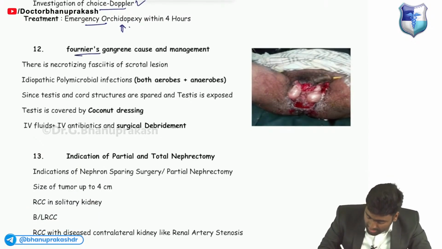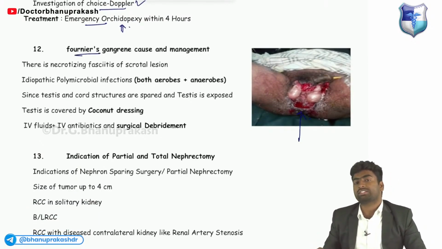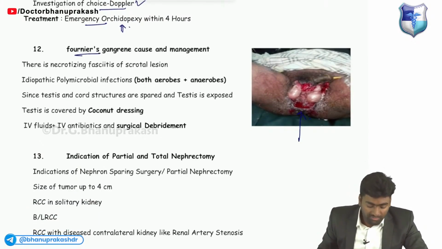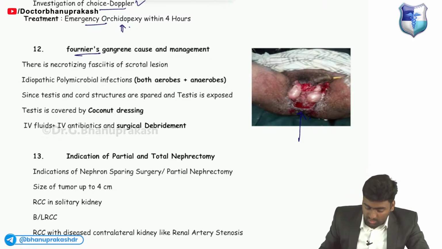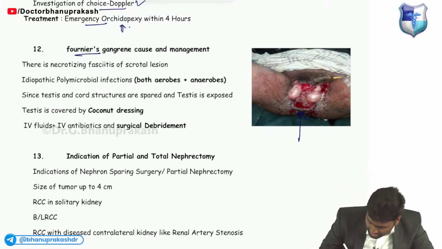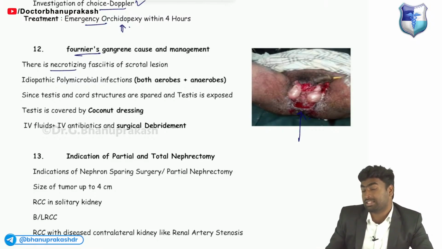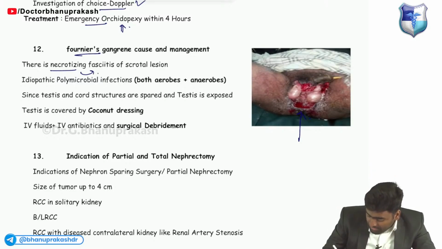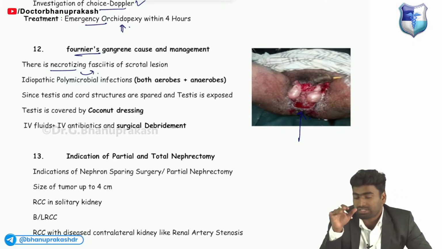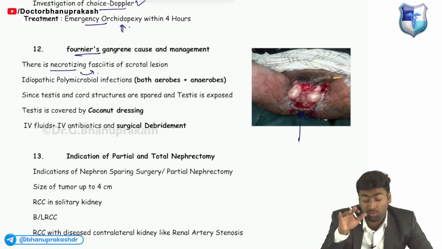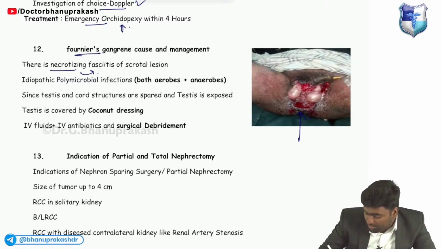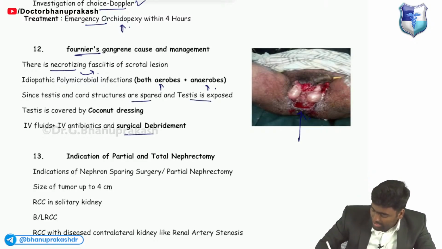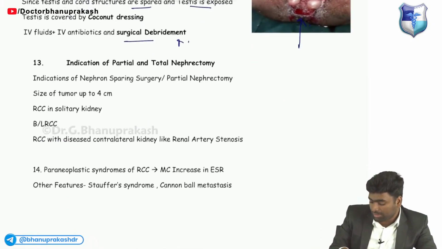And next is gangrene. The type of gangrene occurring at the level of the scrotum is known as Fournier gangrene. This is necrotizing fasciitis, necrosis of the fascia, both superficial and deep fascia, and it is caused by both aerobic and anaerobic organisms. For this, we do debridement and antibiotic cover.